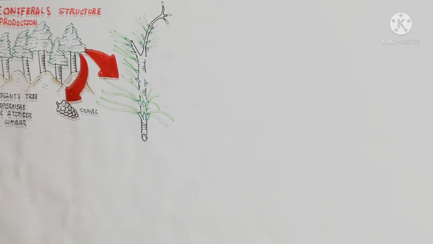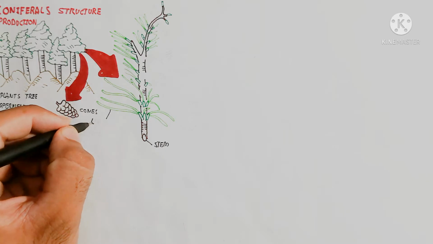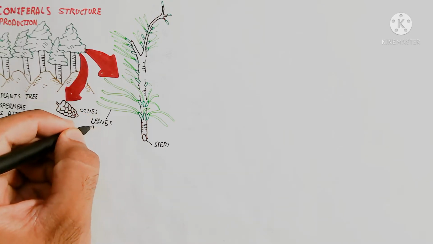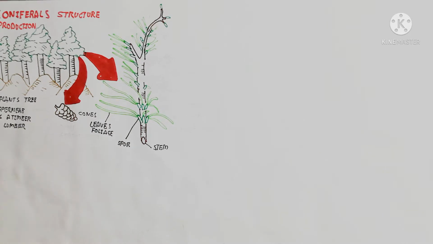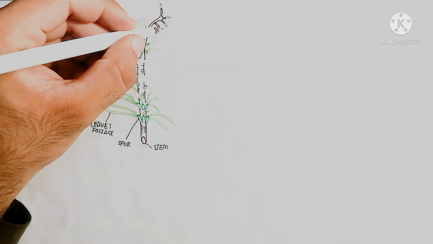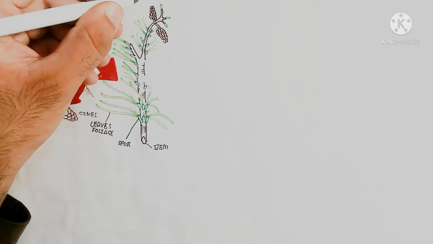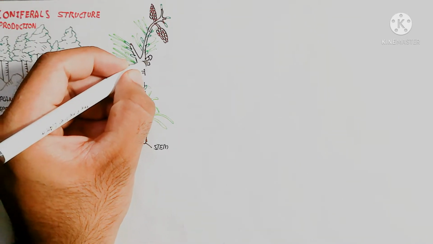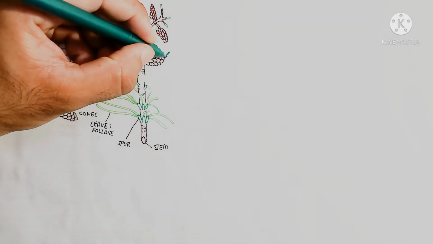So let's talk about the stem, which contains cones. The male and female cones are present in the same plant, while cross fertilization also occurs. Basically here is the stem, which contains a spur, and the needle-like leaves are known as the foliage leaves.